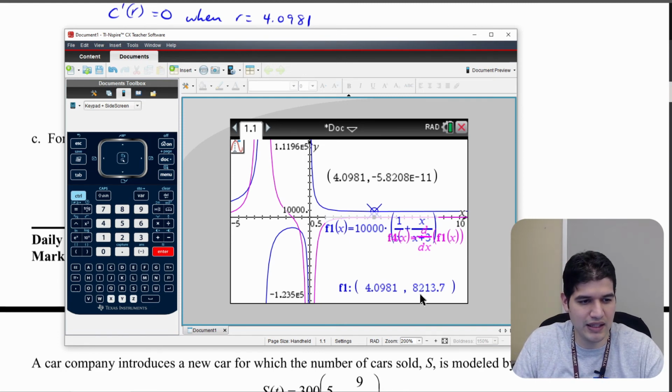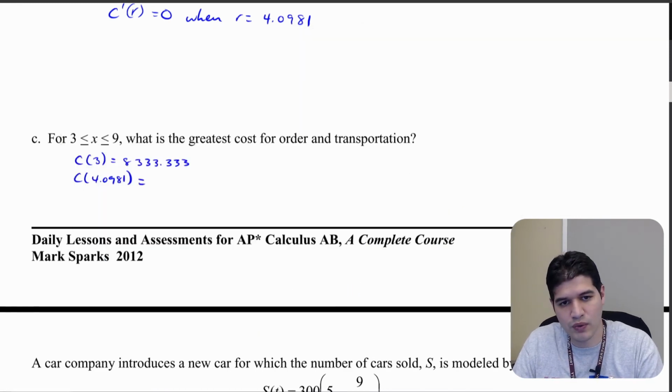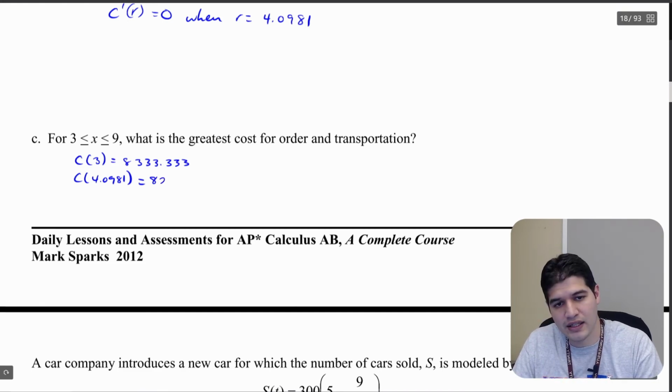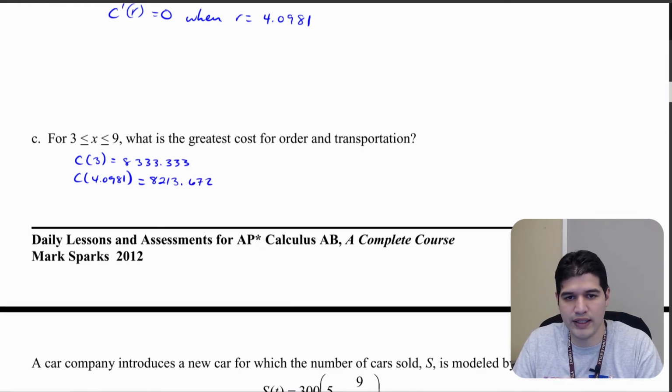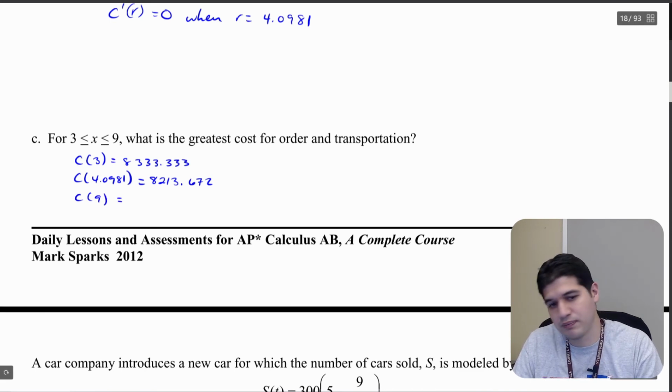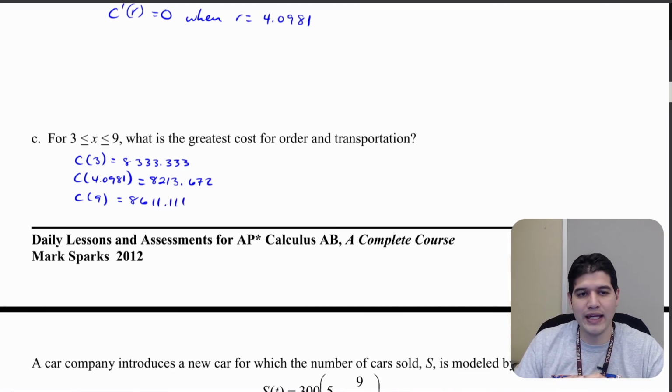So that's going to be 8,213.7. And if you could go to more decimal places, I did get more decimal places earlier. Of course, remember, just change the float and you'll be able to do that. 8,213.672. And the other endpoint, c of 9, is going to be 8,611.111. So when is the greatest cost for order and transportation?